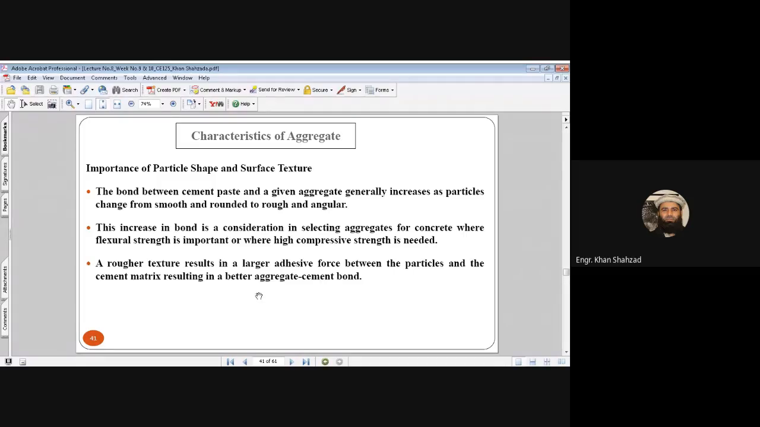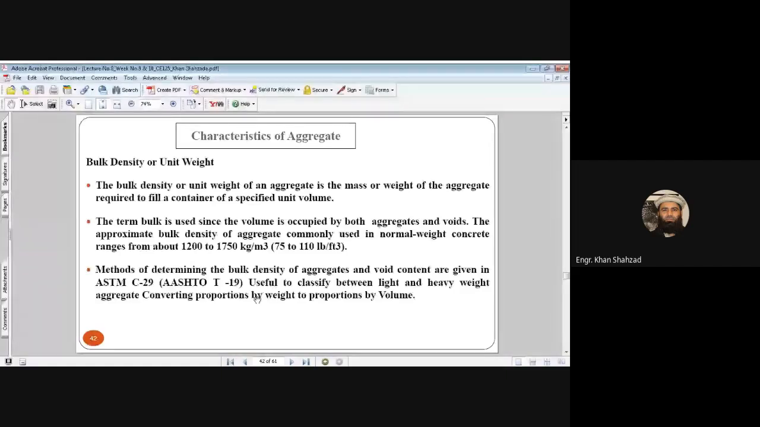Now coming towards another characteristic of aggregate, that is the bulk density or unit weight.